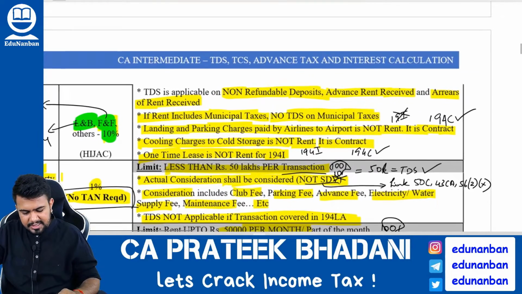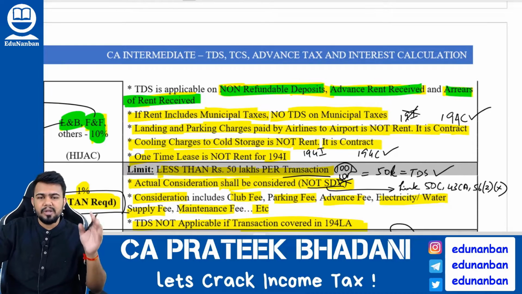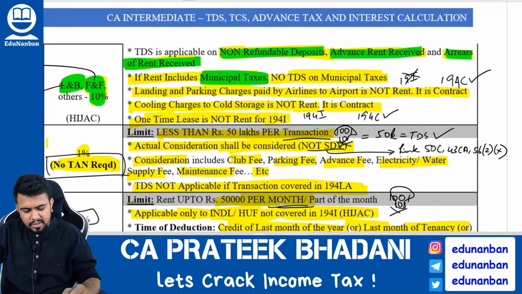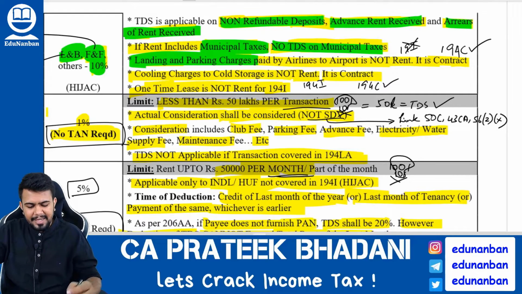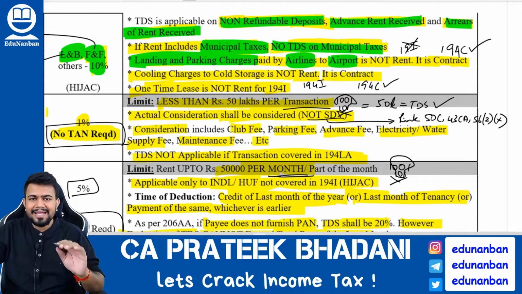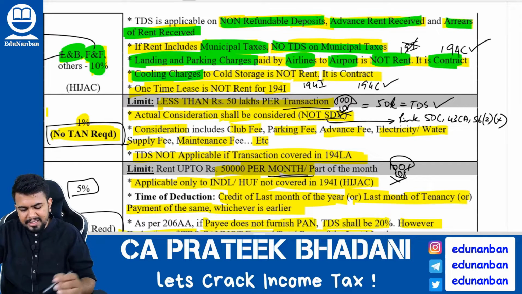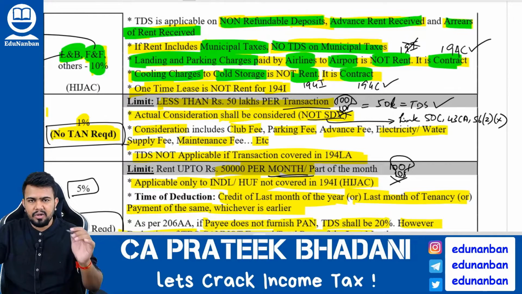Next, TDS is applicable on non-refundable deposit, advance rent received and also arrears of rent. So TDS is also applicable on non-refundable deposit, advance rent and arrears of rent. If rent includes municipal taxes, no need to deduct the TDS on municipal taxes. Next, landing and parking charges which is paid by airlines to an airport is not considered as rent, it will be considered as contract. Next, if any cooling charges is paid to cold storage, it is not considered as rent, it is considered as contract.